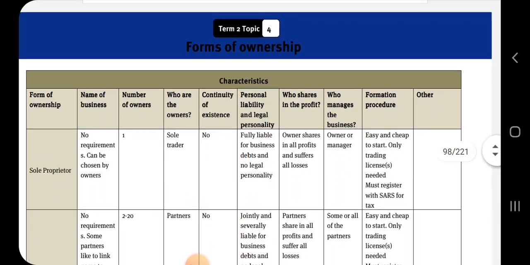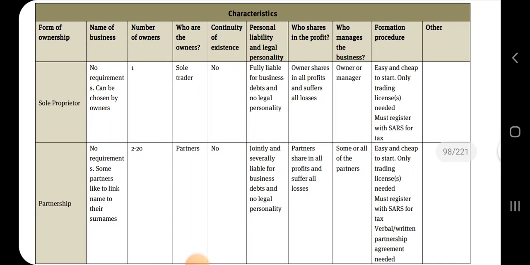So the first form of ownership is a sole trader. If you are doing accounting, you know that you are doing financial statements for a sole trader in grade 10. The name of the business: no requirements, can be chosen by owner. So any name that the owner of a sole trader decides to name the business is perfectly fine by law. And then a sole trader is owned by one person, and the owner of that sole proprietary is called a sole trader. So the form of ownership is sole proprietary, owned by somebody called a sole trader.